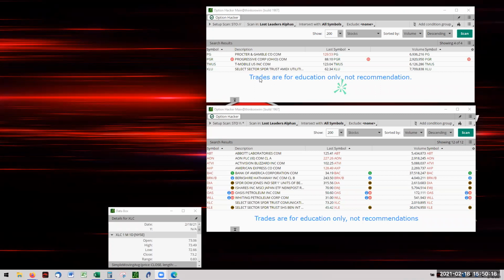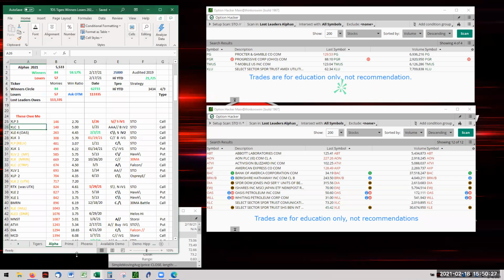Okay, so the way it works is that I ran my scanner, I have my uptrend and downtrend for my stochastics, and then I call up my lost leaders list, and there it is. There's the Alphas lost leaders list right there, and we start off with the top, who owes the least amount of money. So we had 84 winners in the winner's circle. That's what these numbers stand for. I have a 59.7 lifetime win ratio on this account. So we're moving on now.